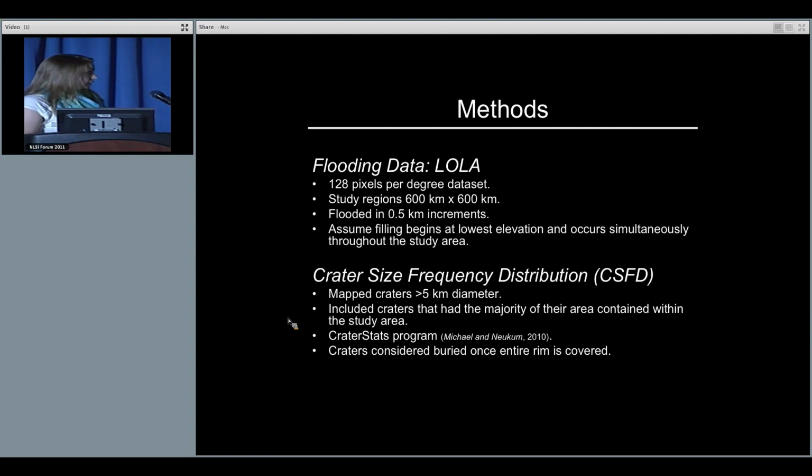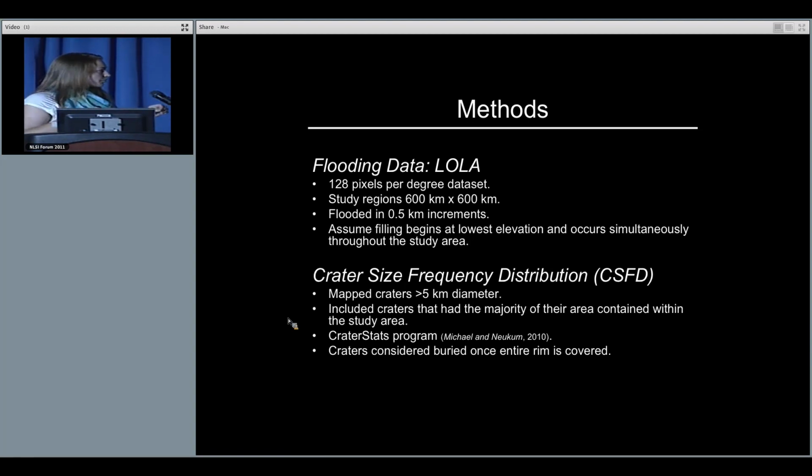And in addition to this, while I was doing the flooding, I kept track of the crater size frequency distribution and how it evolved with the flooding. So initially, we mapped all craters in these 3 regions greater than 5 kilometers in diameter. And those were included in each of the regions if the majority of their area, their centers, were contained within the predefined areas. We used the CraterStats program.